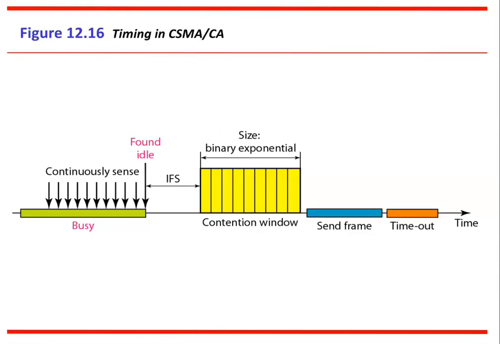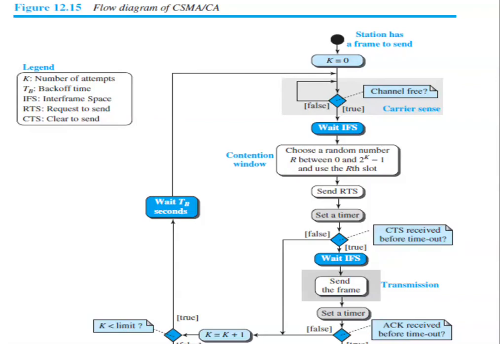So finally, we can see here the flow diagram of CSMA/CA. Whenever a station has a frame to send, first K is set to 0, which is the number of attempts. Then the channel will be sensed, which is called carrier sense, to find out whether it is idle or busy. If the channel is busy, it will be continuously sensed. Once the channel is found idle, it waits for an interframe space duration of time.